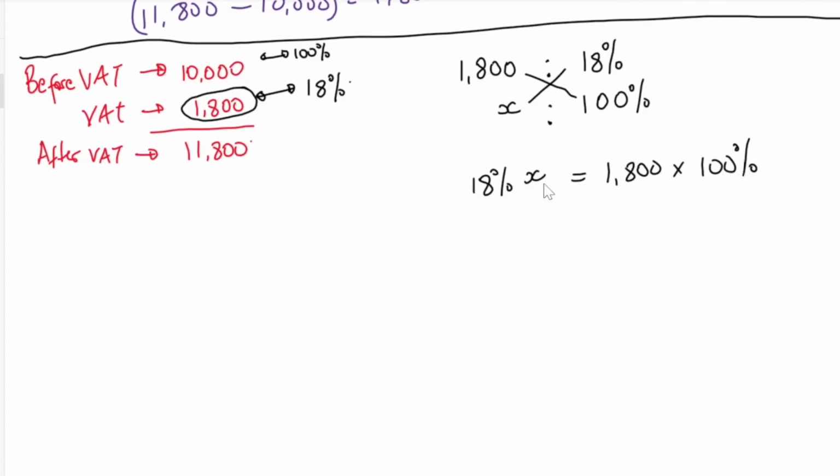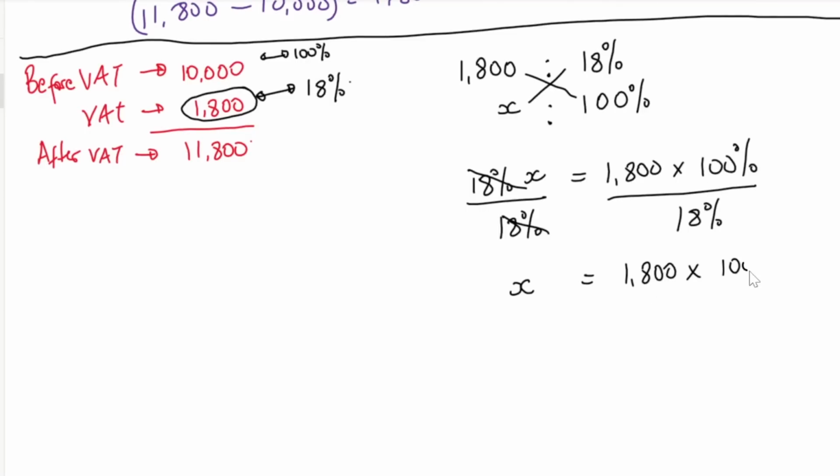So I'm going to divide both sides. Now this is simple math. Divide both sides by 18%. So this goes with that, and we remain with our x, giving us 1,800, which is the same as saying times 100%, divided by 18%. That is what it means.